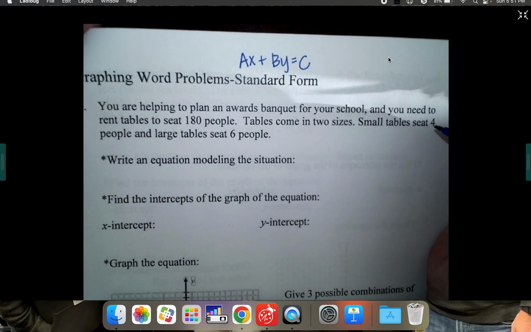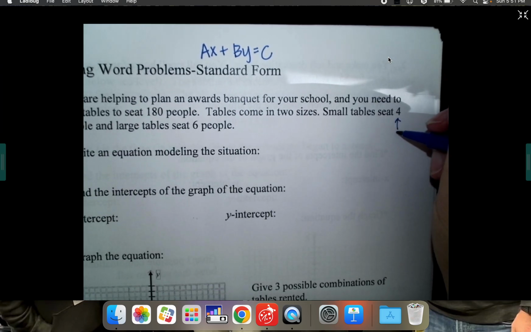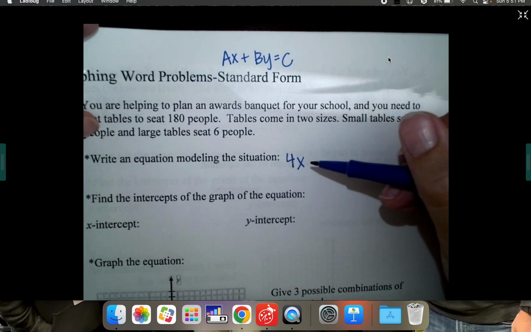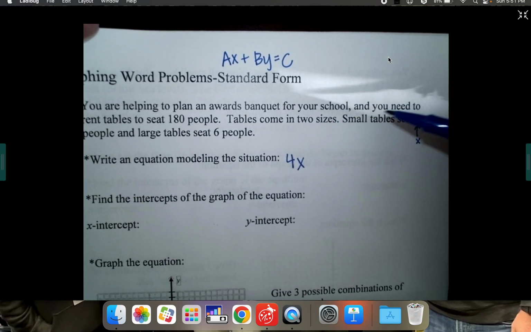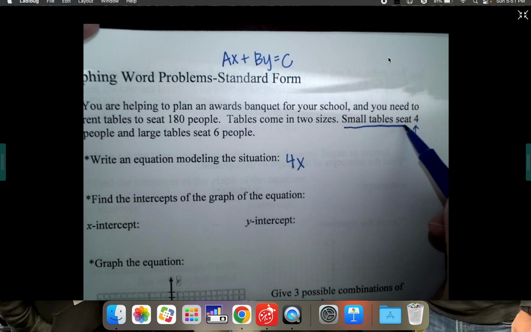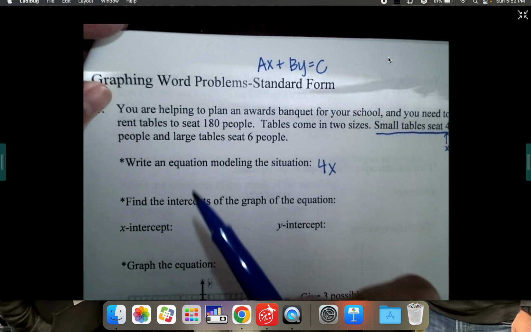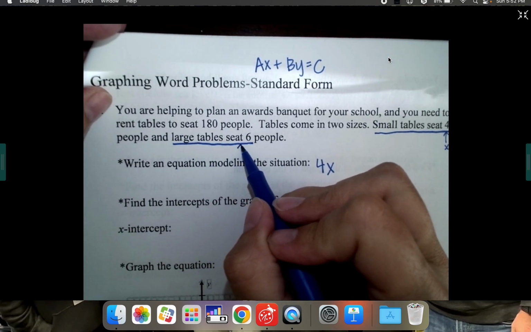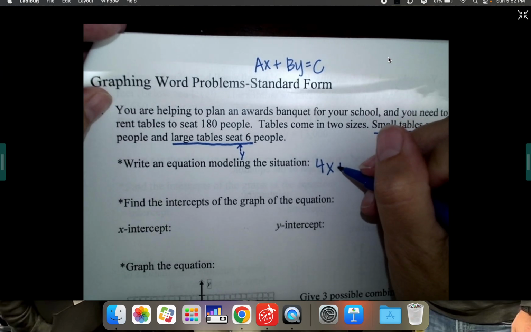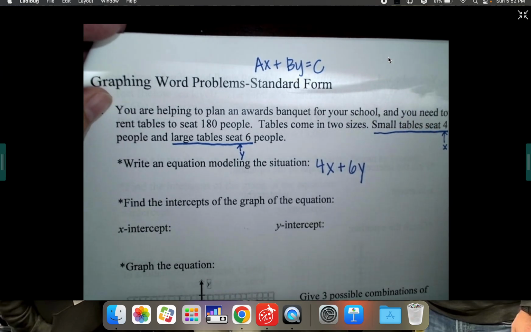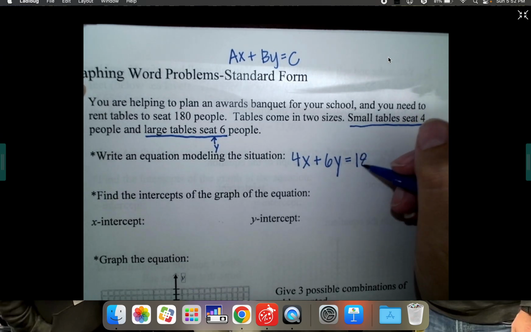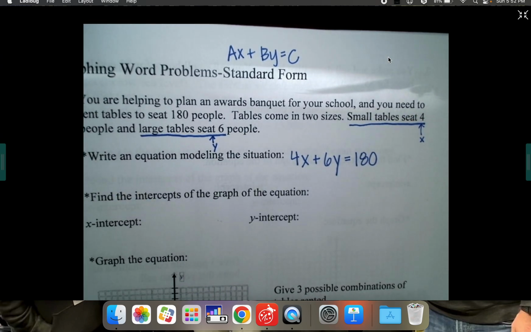So small tables seat 4. I'm going to make this my X value. So I'm going to put 4x. So when I solve it and I get an answer for x, that's for the small tables, the ones that seat 4. Okay, my large tables that seat 6, I'm going to make my y. So plus 6y. And it equals the total number of people that could be seated, which is 180. All right, there's your equation.